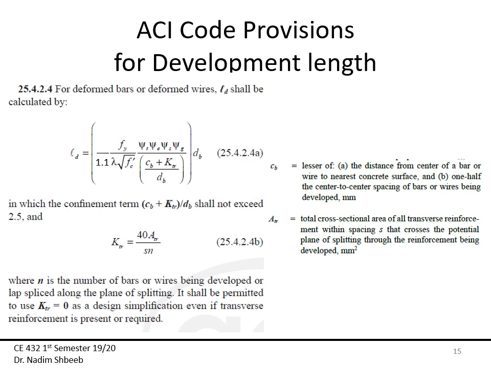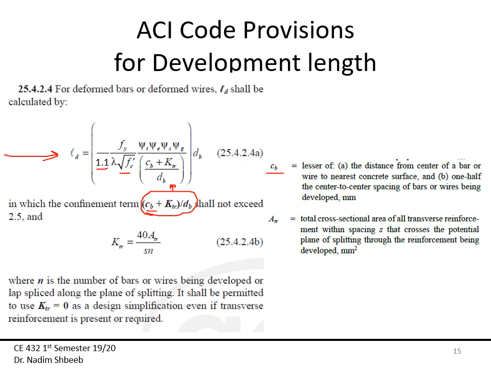The other equation that we are going to use, as I said, is the more involved equation. This is the equation if I do not want to use the tables, and usually this leads to lesser development length as well. So let's look at what we have. Here's again a factor of 1.1, square root of f prime c, and cb plus ktr over db. This whole term is what we call a confinement term, and it is going to influence whether we're going to have a pullout or a splitting. So let's go into cb.